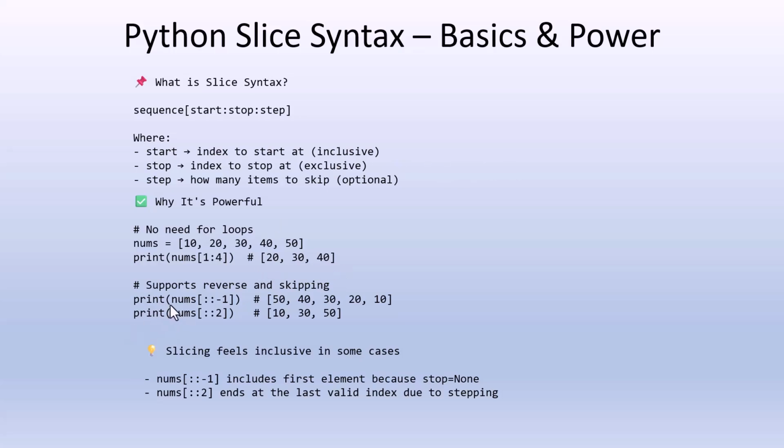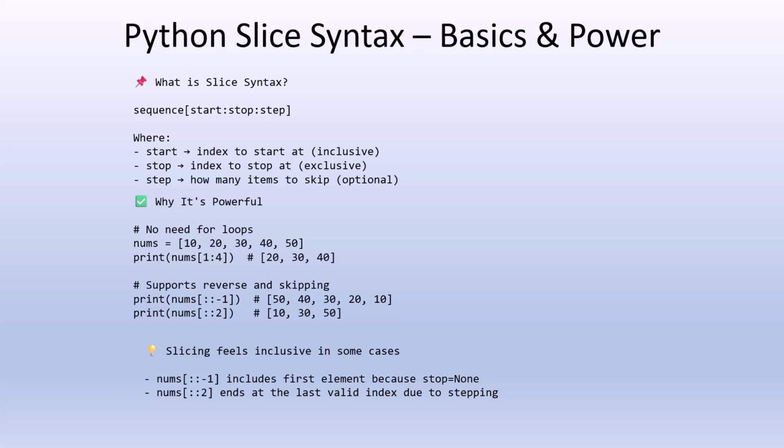And it supports reverse and skipping. When you write nums like that, start and stop are not specified, and the step is -1. So if it is a -1 step, it starts from the reverse. It starts from 50, then 40, then 30, then 20, then 10. Now it comes up to the first index, the 0th index, because stop equals None.